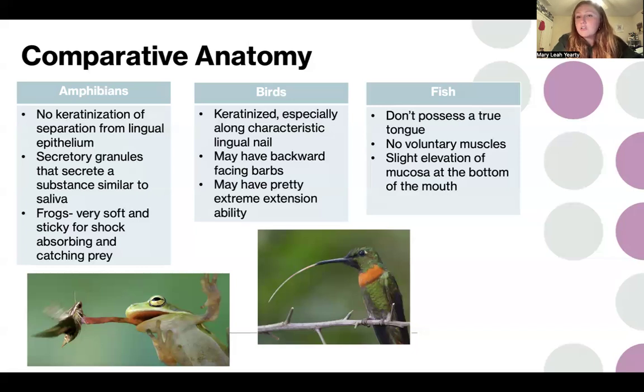And then I thought I should include fish, as they don't possess a true tongue. They have no voluntary muscles, and it's really just a slight elevation of the mucosa at the bottom of the mouth. This is interesting because the lack of a tongue in fish is one of those evolutionary aspects that have determined that it may have been an adaptation for tetrapods and for eating on land. So I found that kind of interesting.